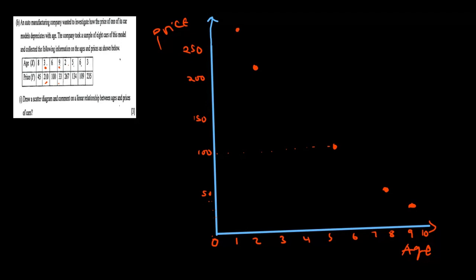All right, the next one is 5 comma 134. So I come on 5 and then I go to 134. 134 is between 100 and 150. So 5 and then 134, which will be between 100 and 150, somewhere there. That would be 5 comma 134.